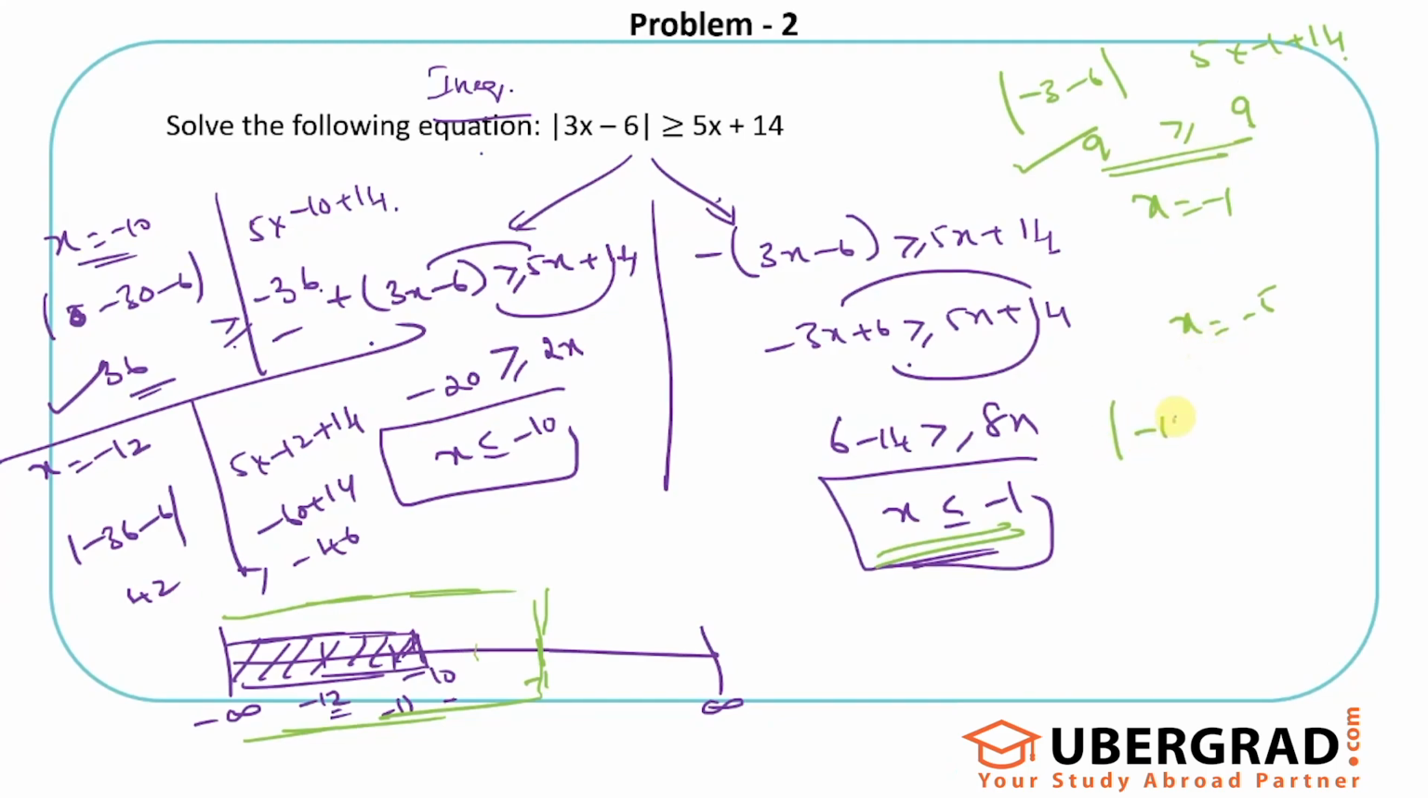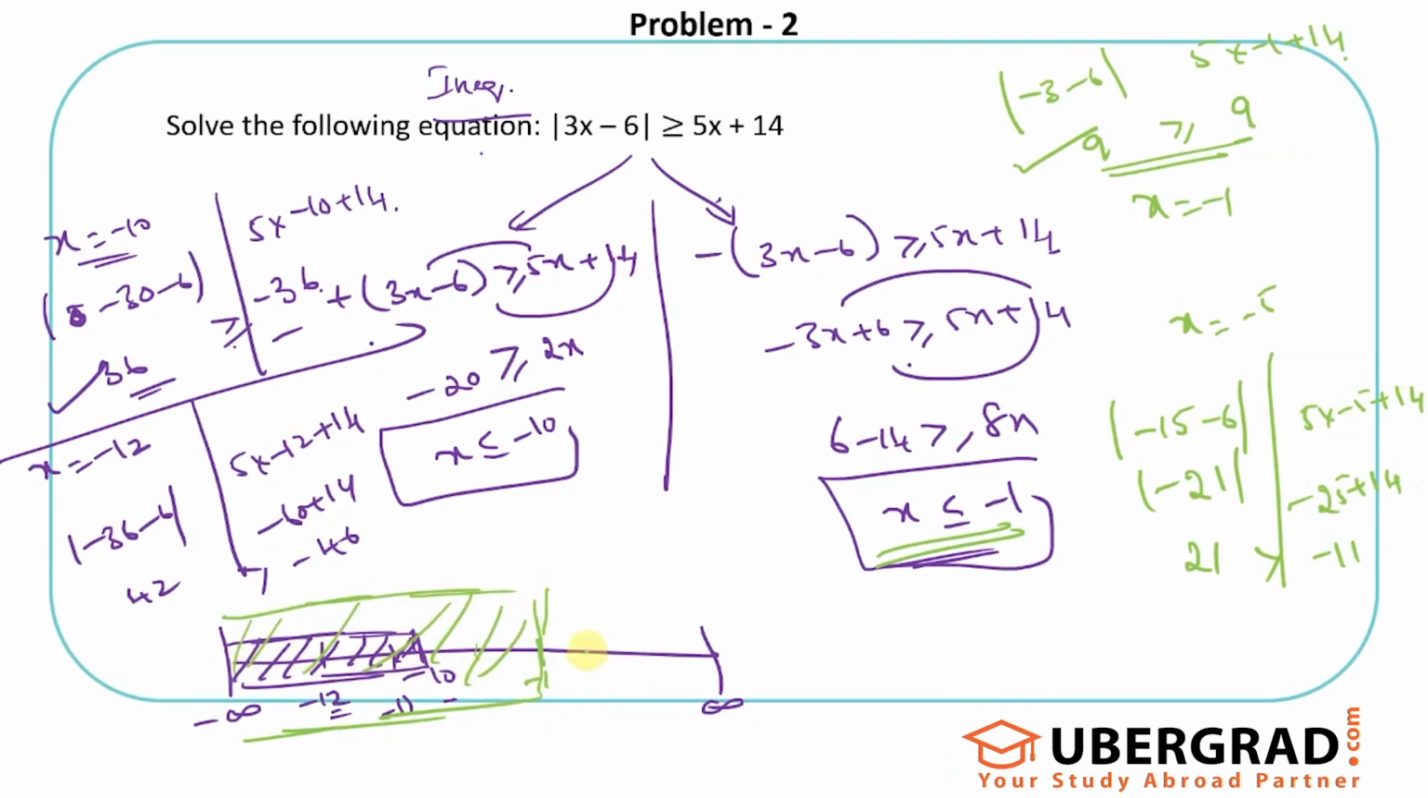3 into minus 5 is minus 15. Minus 6, so it's minus 21. So mod of minus 21 is 21. The right hand side will be 5 into minus 5 plus 14, which is minus 25 plus 14. So it's minus 11. So again, this is also true. So that basically means this entire range is accepted.